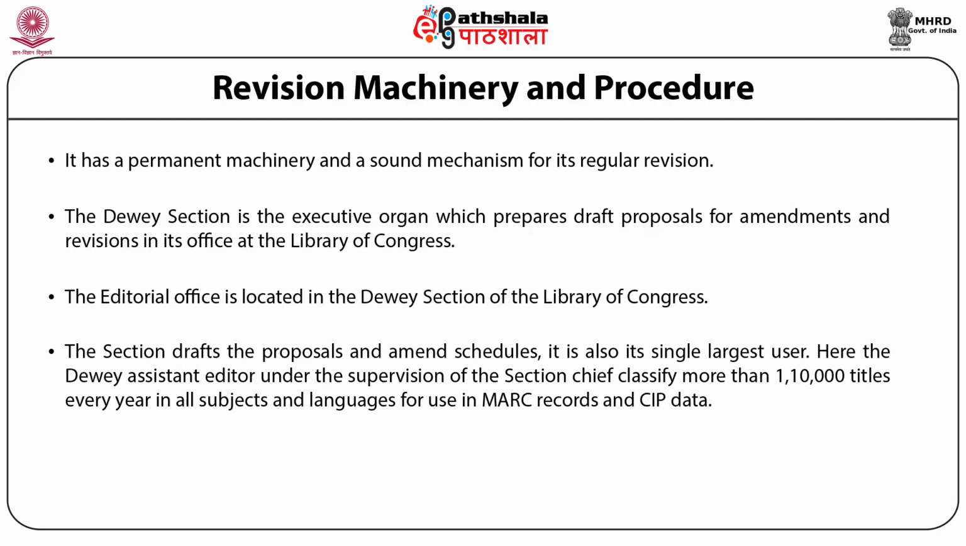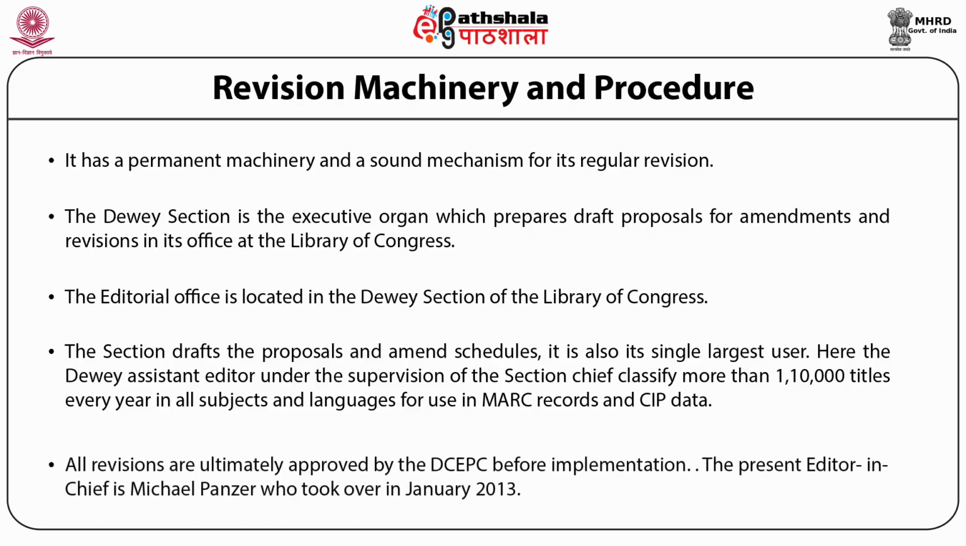It is also its single largest user, meaning that it classifies the books which are required in the Library of Congress. Here the Dewey assistant editors, under the supervision of the section chief, classify more than 110,000 titles every year in all subjects in all languages for use in MARC records and CIP data. And it provides a great experimental forum to classify what is known as literary warrant. All revisions are ultimately approved by the DCEPC, known as the Decimal Classification Editorial Policy Committee, and before implementation, these have to be approved by the DCEPC.